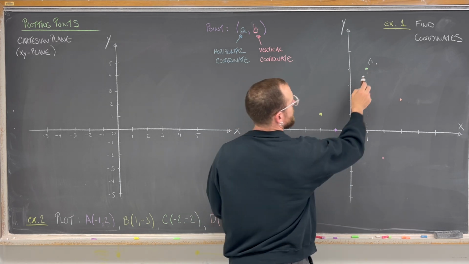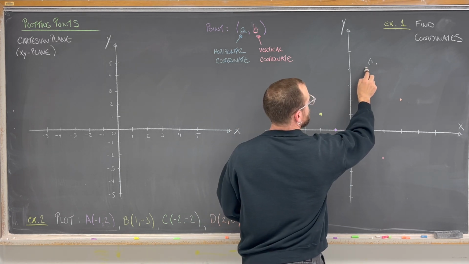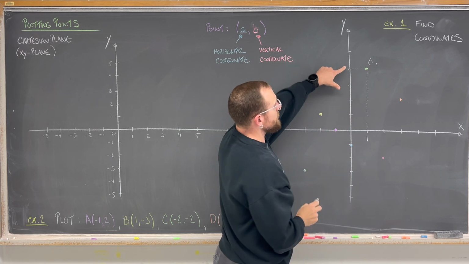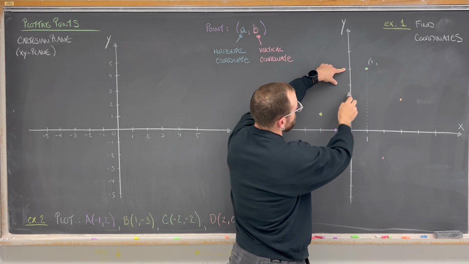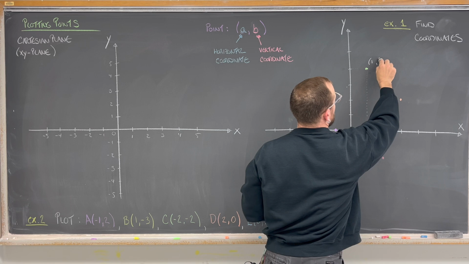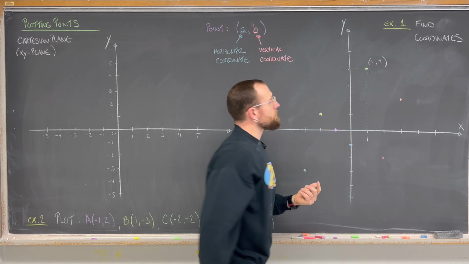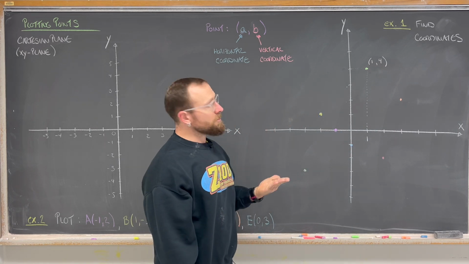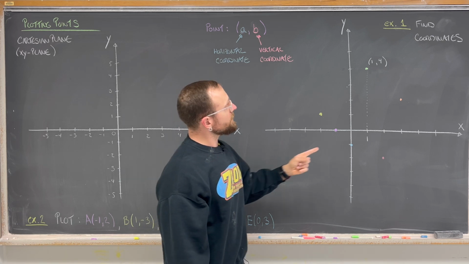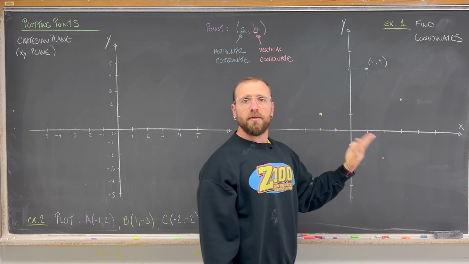The second coordinate is its height. I can find that by drawing a horizontal line from this point to the y-axis. That would be 1, 2, 3. That would be 4. So 1, 4 is the label for this point. Those are its coordinates. Its x and y coordinates are 1 and 4.